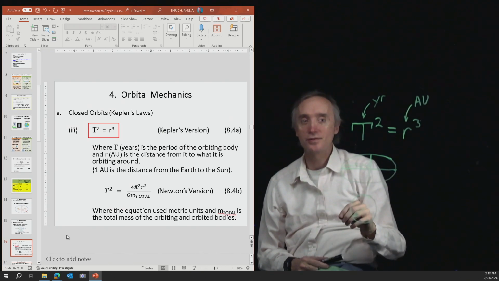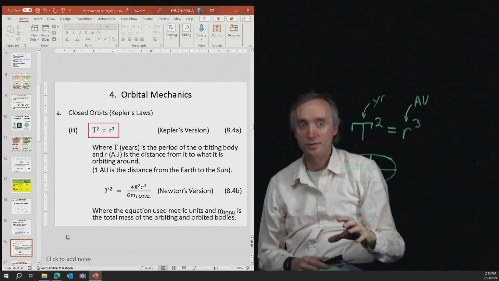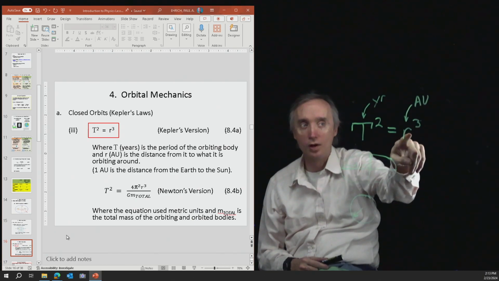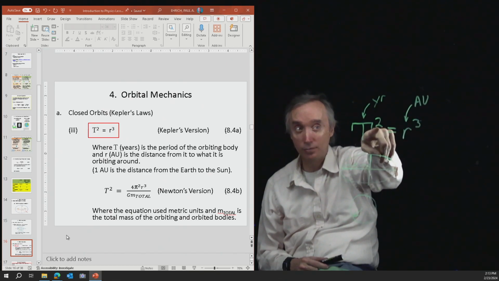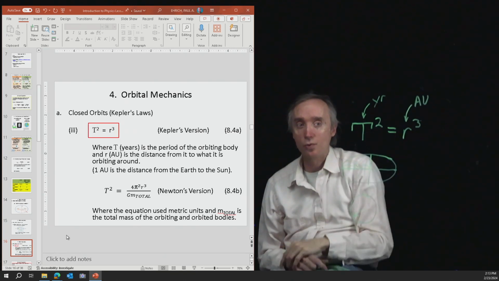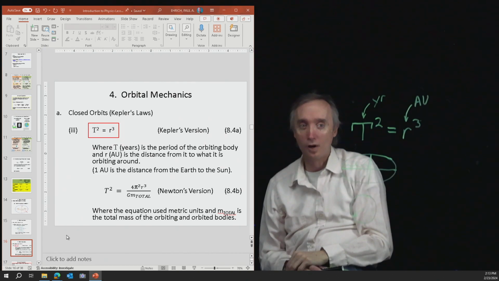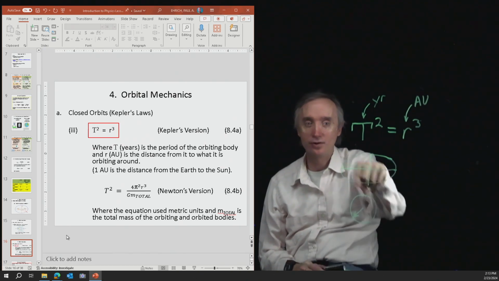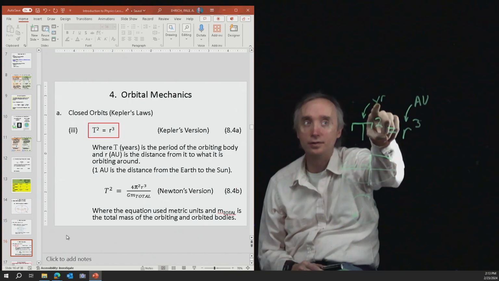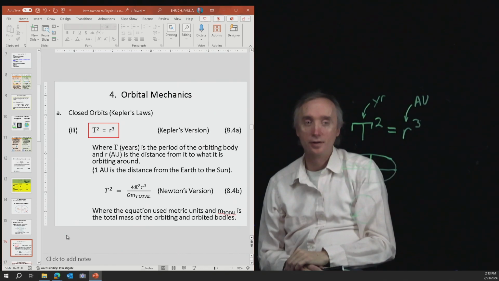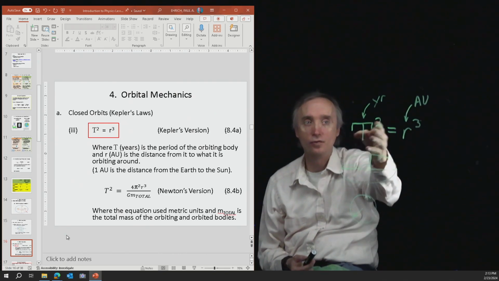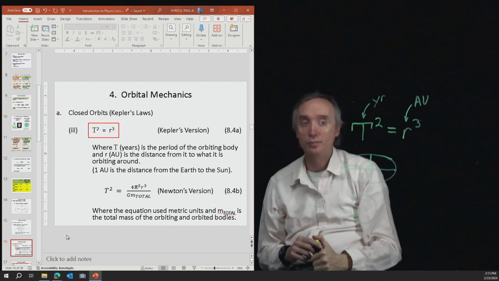Okay, so let's try it. If the distance to the Sun is how many astronomical units? 1. So what's 1 cubed? It would be 1. And now to get rid of the square, we need to take the square root. What's the square root of 1? 1. So how long does it take the Earth to go around the Sun? 1 year. So this formula works for the Earth. But the good thing is we can use this formula for basically any planet in our solar system.